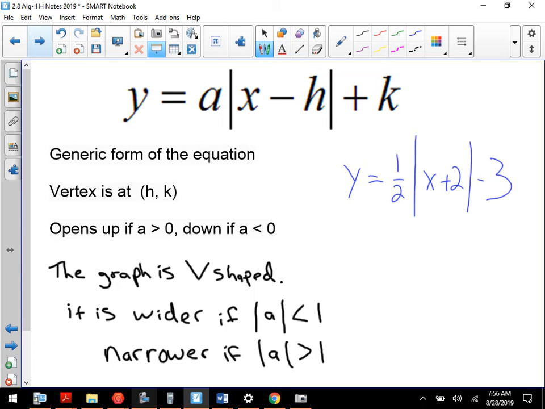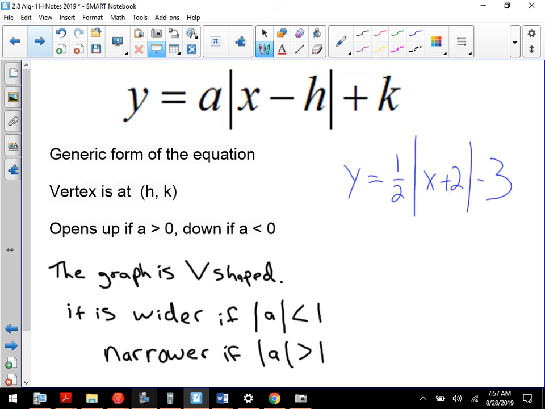Horizontal. K values move them vertical, up and down. Horizontal and vertical. All right. What values go left and right on a graph? X's. Horizontal. Okay. What values go up and down?